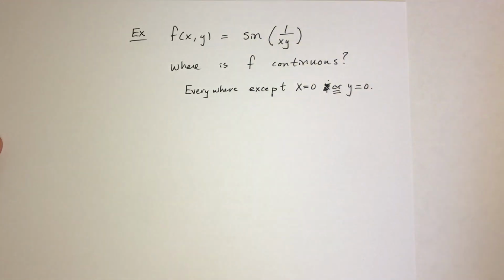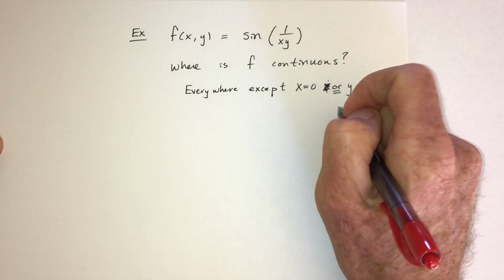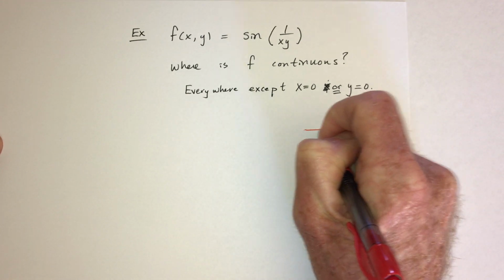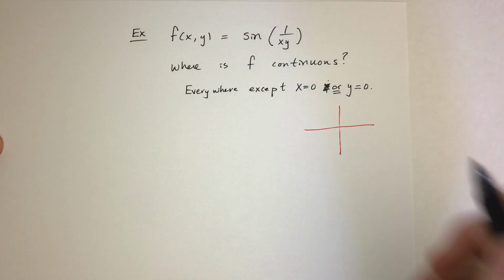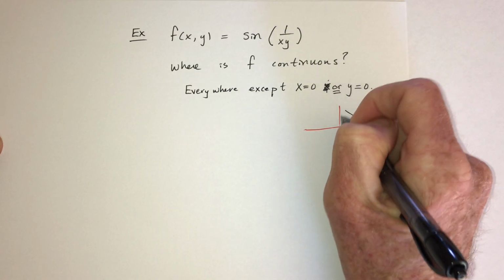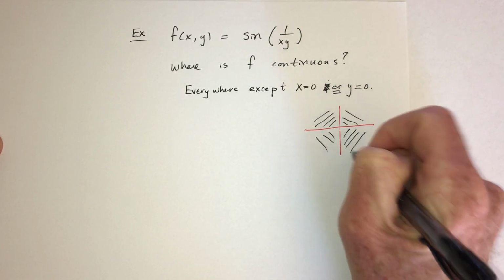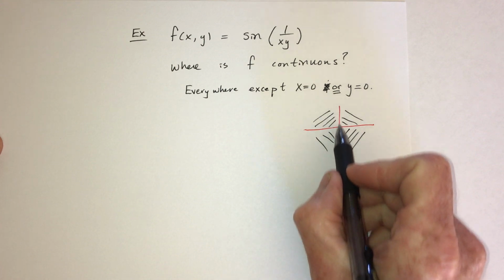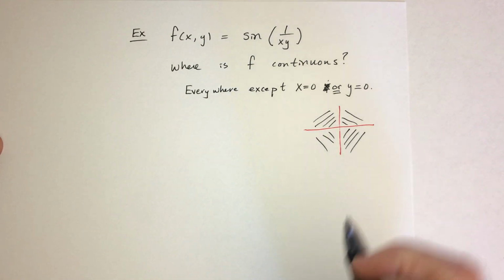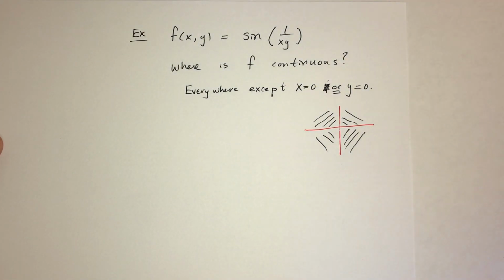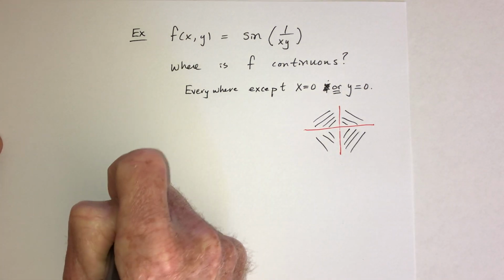So in other words, if you look at the xy plane, the red part is where it's undefined. Everywhere else, the function will exist. So just take out where x equals 0 and where y equals 0. Let's do one more like that.